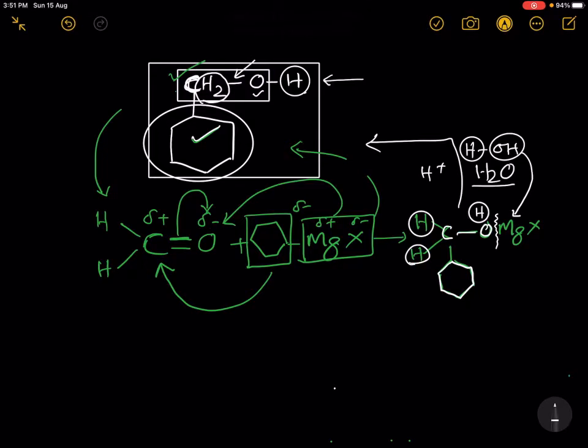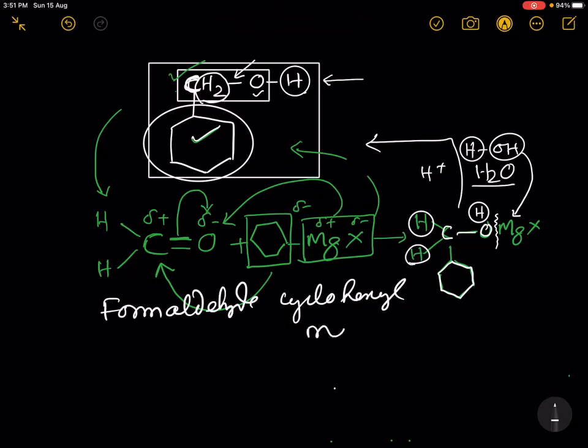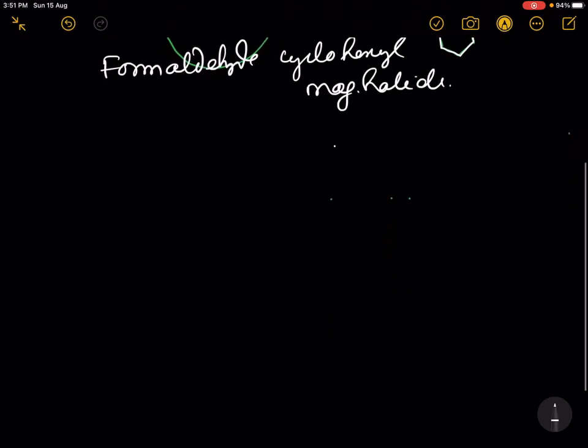So the starting Grignard's reagent is cyclohexyl magnesium halide, and the carbonyl compound is formaldehyde. This is formaldehyde, and this is cyclohexyl magnesium halide. Let us do another question.